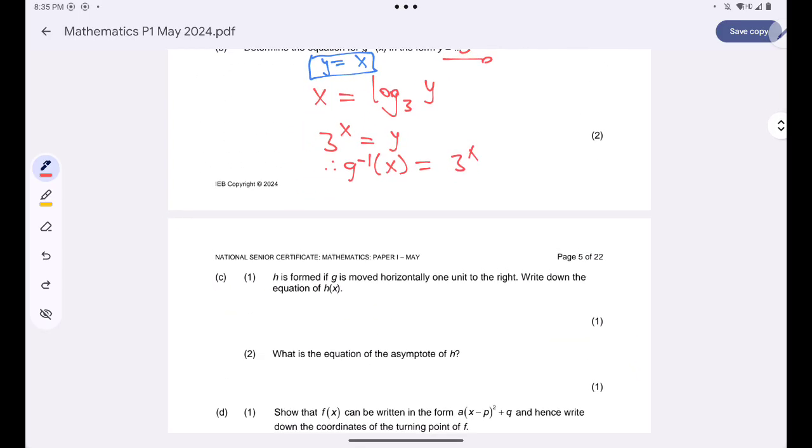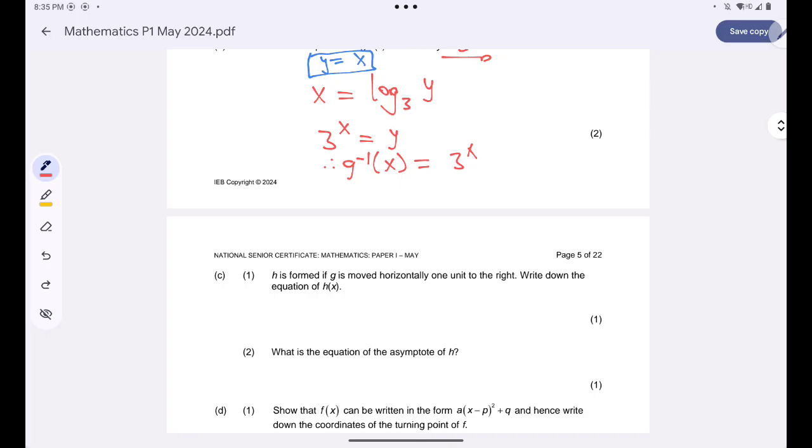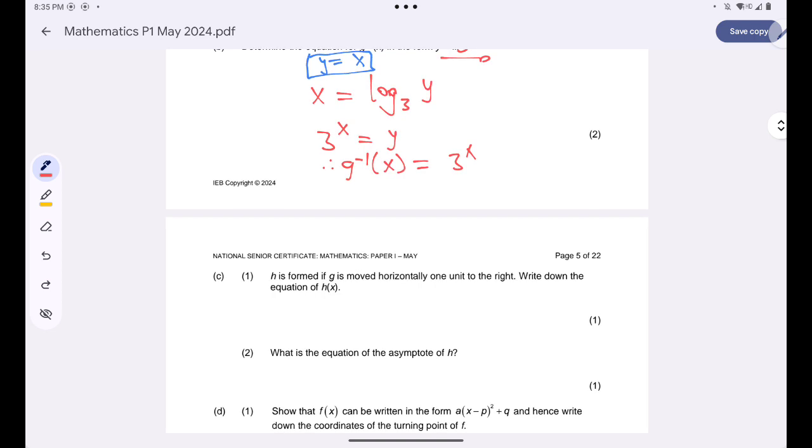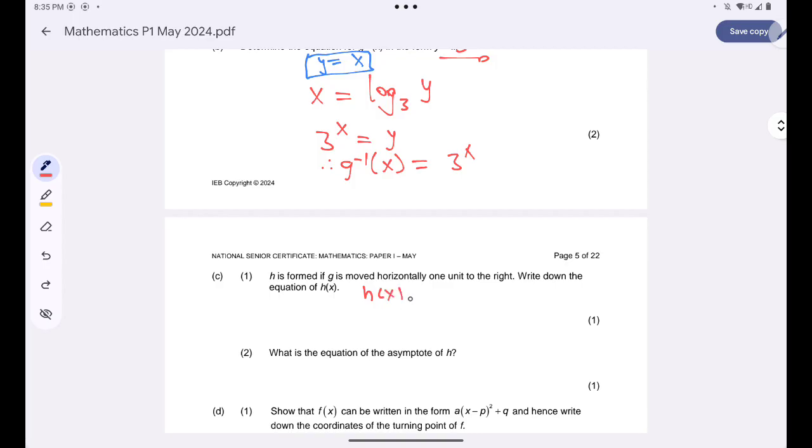I'm told that h is formed if g is moved horizontally 1 unit to the left. Write down the equation of h. For me to have h of x, I just need to move the graph of g 1 unit to the left. So I just need to say g of x plus 1. This simply means whenever I see x, I substitute x plus 1. Therefore h of x will be equal to log of x plus 1 base 3.